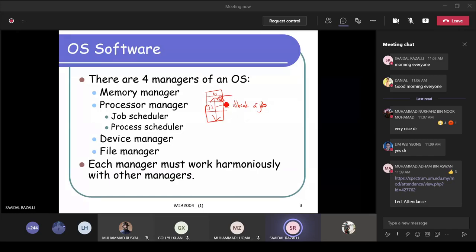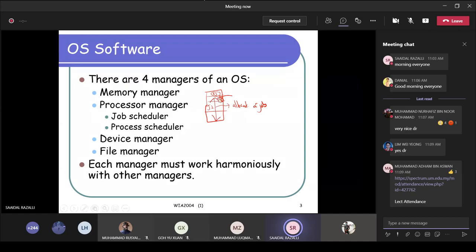It also preserves space in memory occupied by the OS itself. It cannot allow any part of it to be altered or accessed. So the OS will occupy some of the main memory spaces. This one you cannot alter, either accidentally or intentionally. It is protected, but for the others you can allocate a job.